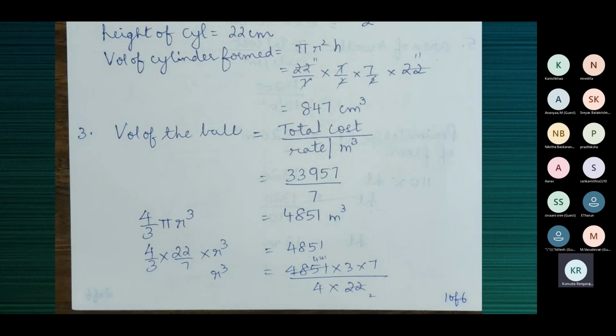So you'll get the volume of the spherical ball when you divide the total cost by rate. The volume is 4,851 meter cubed. That means 4 by 3 pi r cubed, because it's a sphere. Volume of a sphere is 4 by 3 pi r cubed. So 4 by 3 pi r cubed is equal to 4851 because it's volume. On working this, you'll find the value of r.